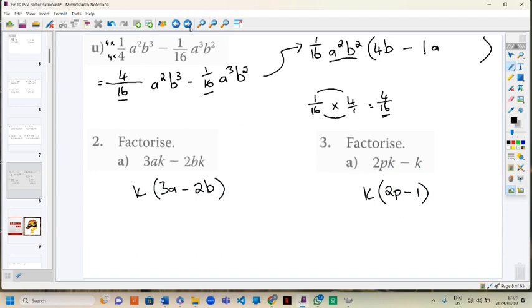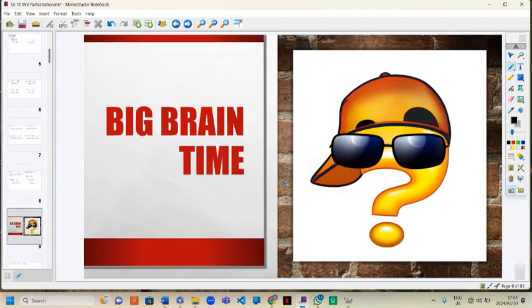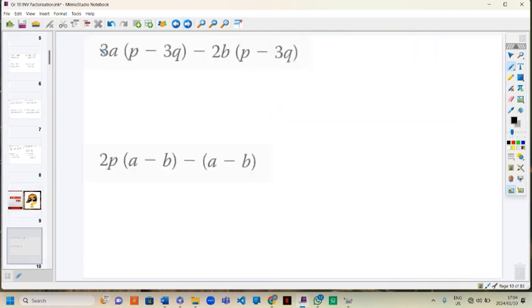Alright, now I want you guys to put on your thinking caps quickly. Big brain time. If I give you something like this, what do you think I'm going to do there? We're not going to be afraid. We are not going to multiply out brackets. Why not? Because we are factorizing. We're not simplifying. Simplifying is multiplying out brackets, but here we're factorizing.